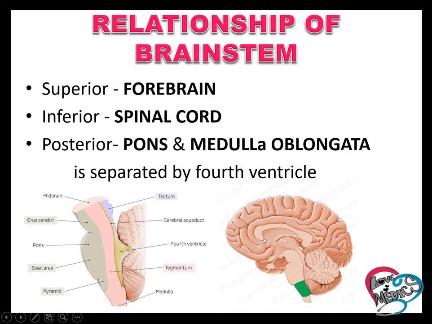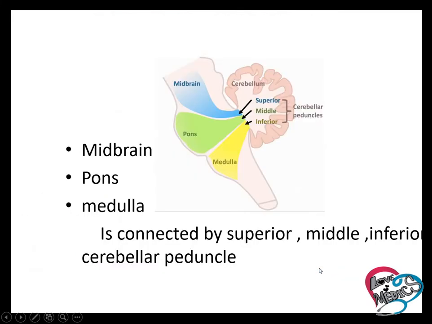Relationship of brainstem. This one is the brainstem. Superiorly, the cerebrum is present, that is forebrain. Inferiorly, the spinal cord is present, and posteriorly, pons and medulla oblongata, that is separated by the fourth ventricle, and also the cerebellum is present. Midbrain, pons and medulla oblongata are connected by the superior, middle and inferior cerebellar peduncle.